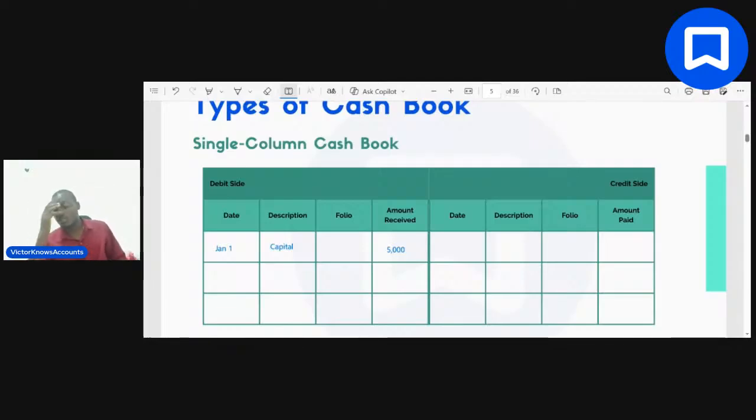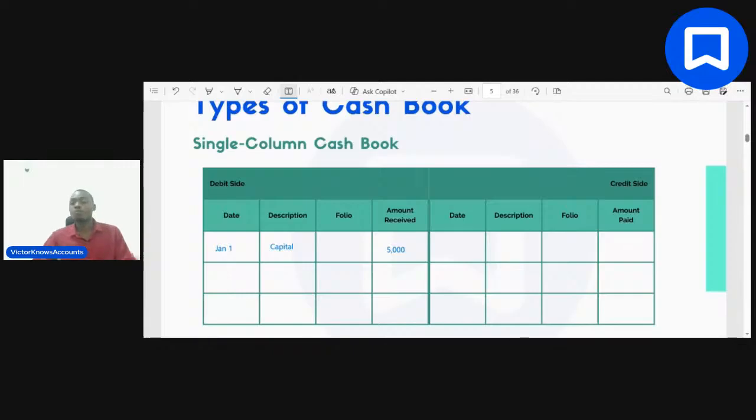Don't forget, debit the receiver, credit the giver. You are giving cash. So cash is giving out money to buy goods, to purchases. So purchases is the receiver. So you debit your purchases account and you have to credit your cash account. Don't forget your cash book serves two functions. It's serving as a subsidiary book for itself and also serving as the ledger. You don't necessarily have to transfer.